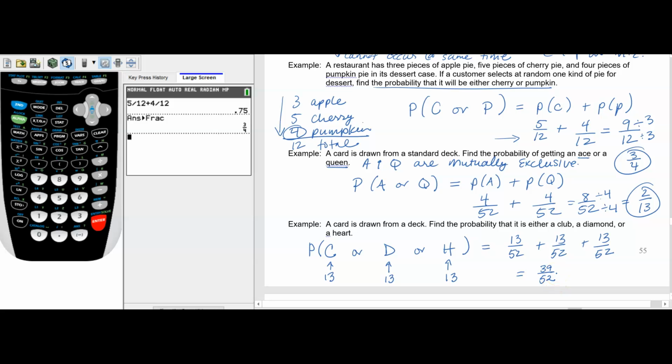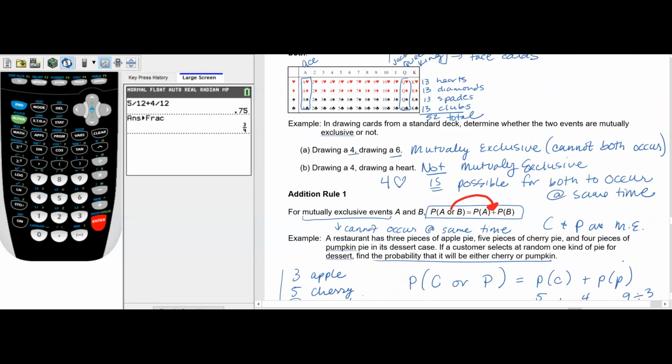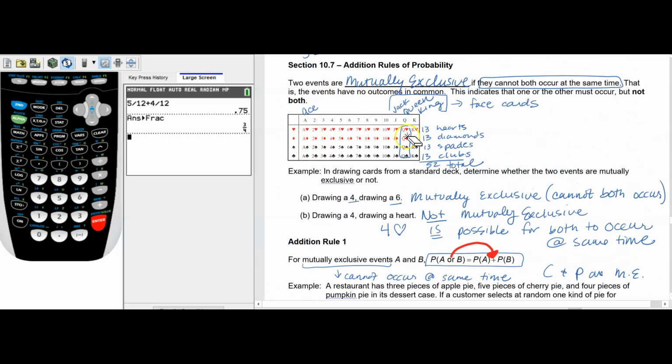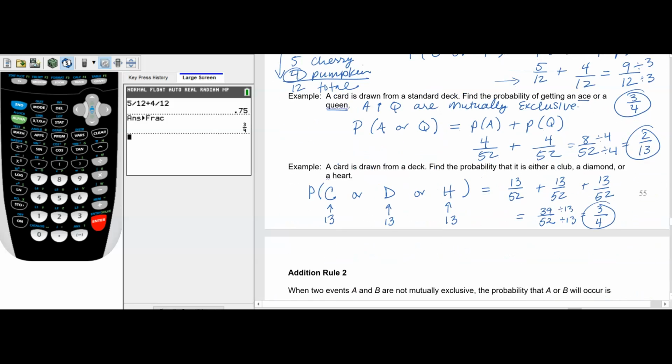And when we reduce that, both of these are divisible by 13. So we get 3/4. And if you look at the deck of cards, you could also look at it as there are 4 rows of suits, okay? And clubs, diamonds, and hearts are 3 out of 4 of those rows. So it's another way to see the problem and see how you get the answer of 3/4. Okay, so those were all mutually exclusive examples.